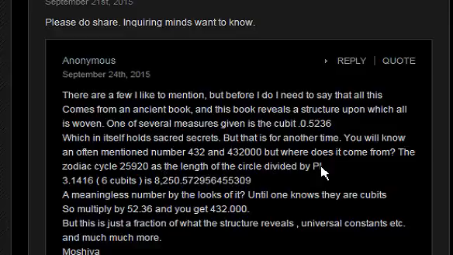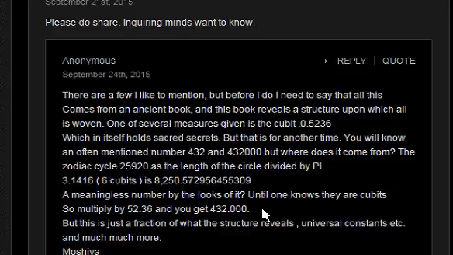25,920 as the length of the circle divided by pi, 3.1416, is 8,250.57 etc. A meaningless number by the looks of it, until one knows they are cubits. So multiply by 52.36 and you get 432,000.